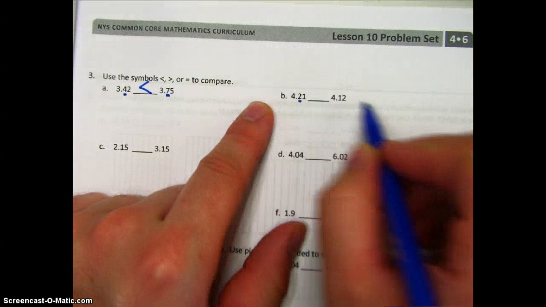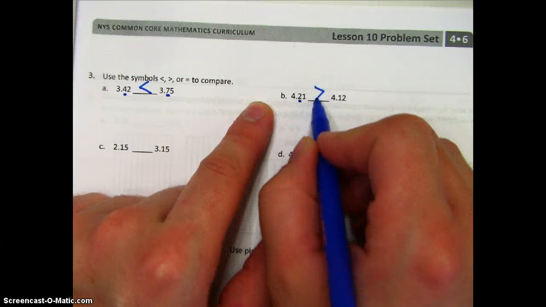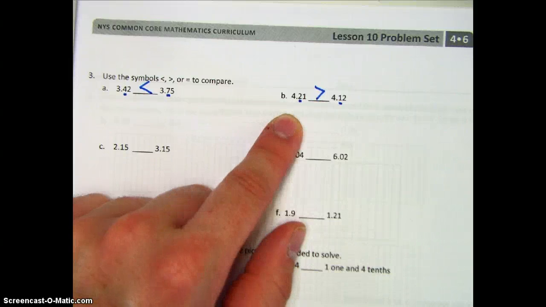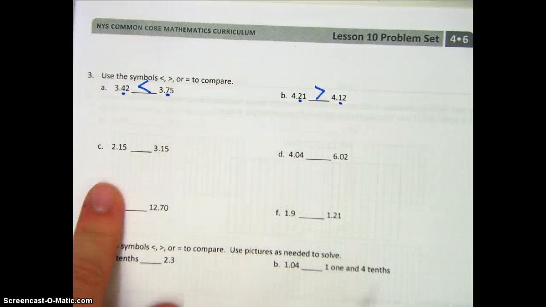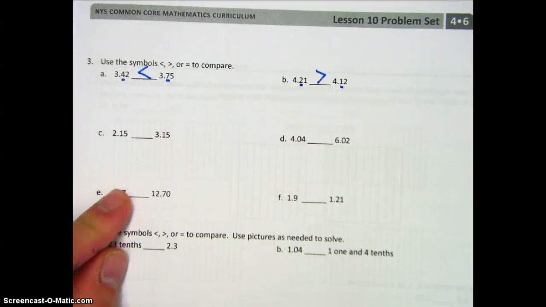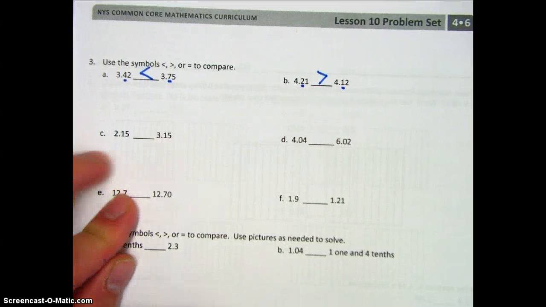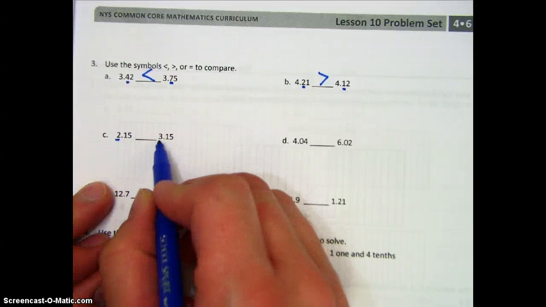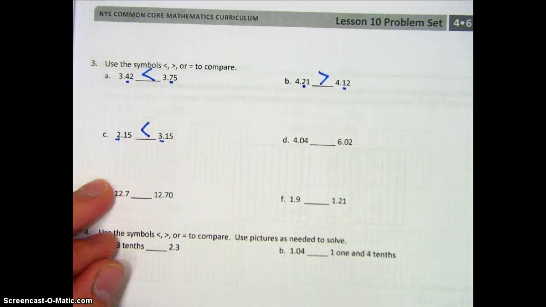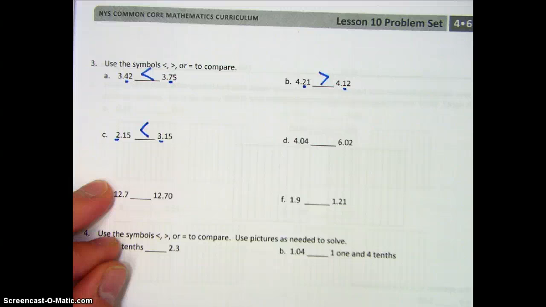Well, 2/10 is greater than 1/10. Okay, so we're just looking at that tenths place. Now letter C, notice how they both have 15/100. But we really don't care about that because our biggest difference here is in the ones place. So 2 is less than 3. So in this case, we have our difference in our ones place. So we don't really need to know what's after that decimal because we can see our difference in the ones place.